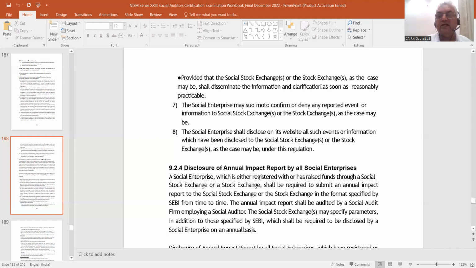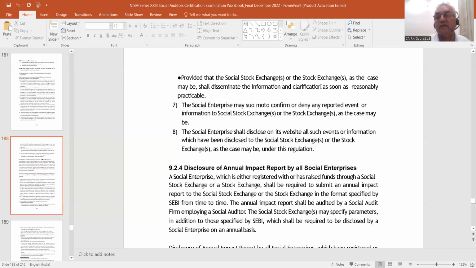The social enterprise shall disclose on its website all such events or information which have been disclosed to the social stock exchange or the stock exchanges, as the case may be, under this regulation. So why is this facility of confirmation or denial given, Sir? This facility is given because sometimes, due to inadvertent error, something might have been uploaded on the website, so they can withdraw. It is some sort of withdrawal in the form of confirmation or denial.